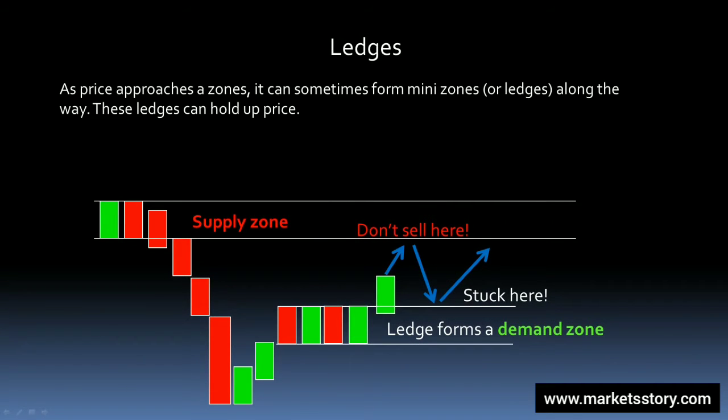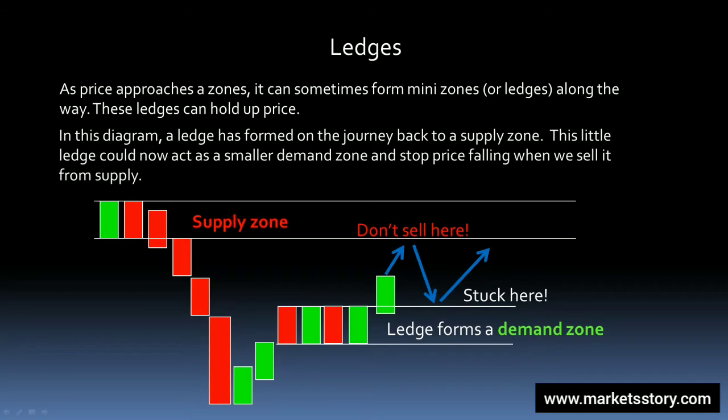As price approaches a zone, it can sometimes form mini zones or ledges along the way. These ledges can hold up price. In this diagram, a ledge has formed on the journey back to a supply zone. This little ledge could now act as a smaller demand zone and stop price falling when we sell from supply.